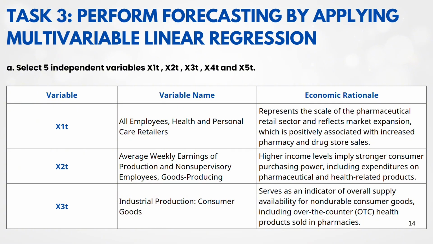For X1T, I choose employment in health and personal care retailing, which reflects the scale of the pharmaceutical retail market. For X2T, I select average weekly earnings in goods-producing industries, representing household purchasing power. For X3T, I select industrial production of consumer goods as a proxy for the availability of non-durable items, including OTC health products.